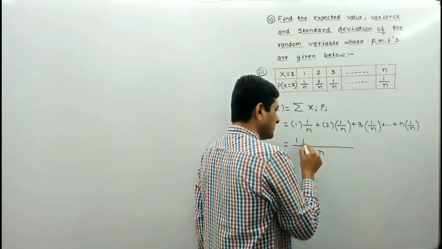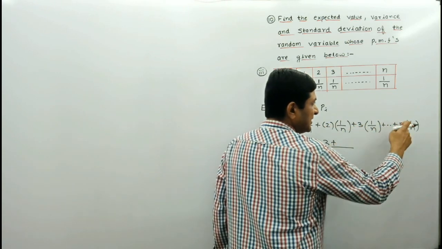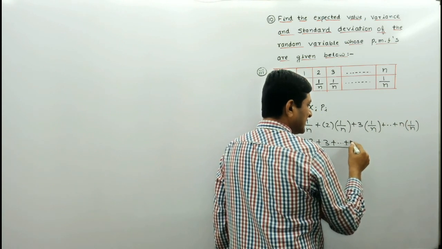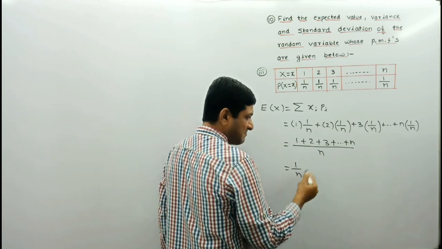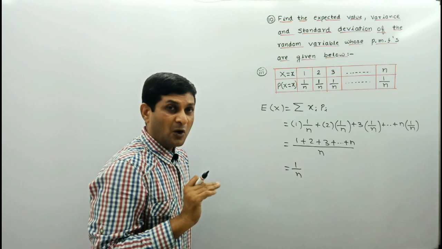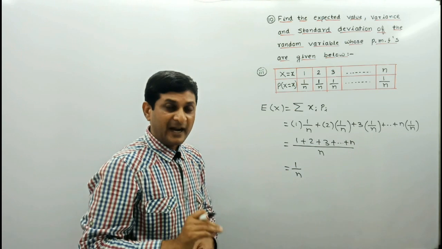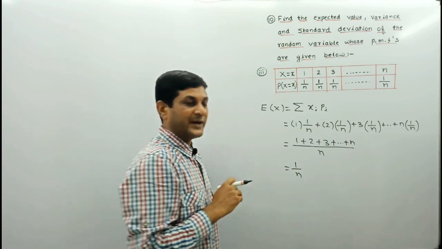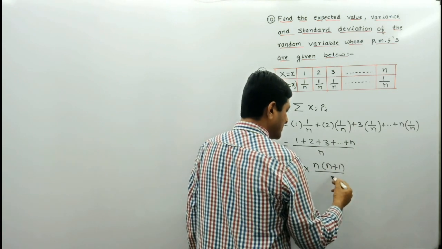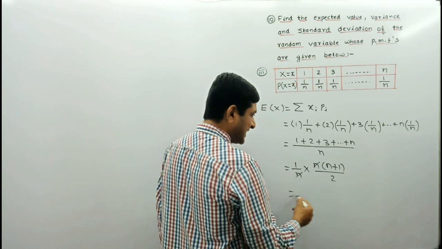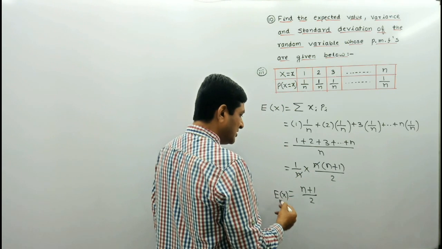See what we'll get here: 1 into 1 is 1, plus 2 into 1 is 2, plus 3 into 1 is 3, plus n into 1 will be equal to n. Taking this n from the denominator on one side, we have 1 by n. If you observe the numerator, it is the sum of first n natural numbers. Already we have studied the formula to find the sum of first n natural numbers: n into n plus 1 upon 2. Here n and n will get cancelled. So what result are we getting? n plus 1 upon 2. This is our first required value, E of x.